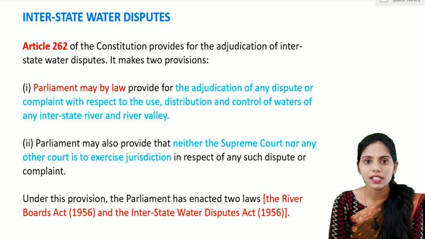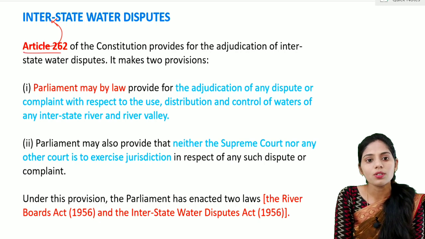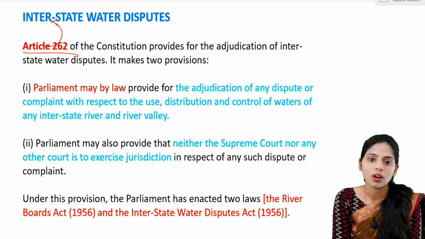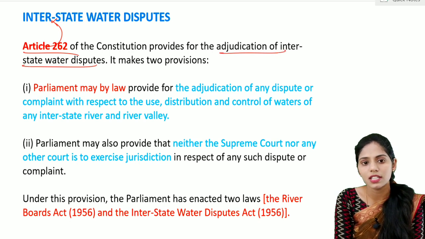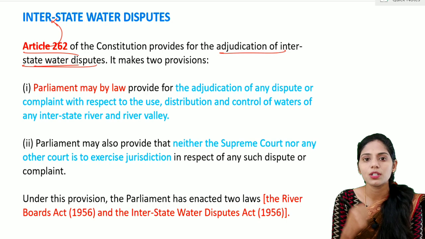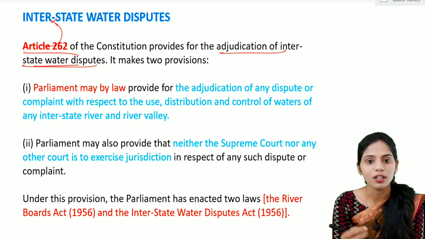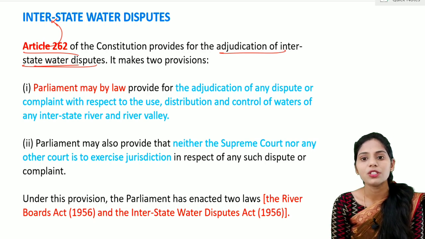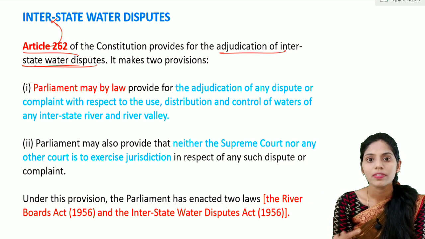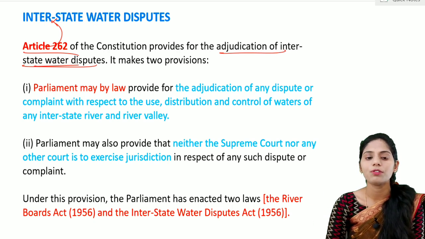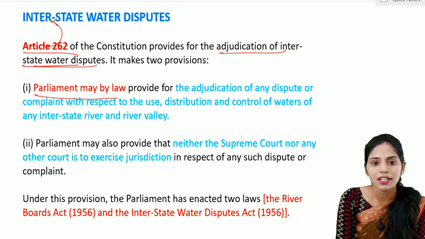If you see Article 262, it talks about interstate water disputes. According to Article 262 of the Indian Constitution, which mainly provides for the adjudication of interstate water disputes, it contains 2 important provisions. The first one is that the Parliament by law can provide for the adjudication of any dispute or complaint with respect to the use, distribution and control of the waters of any interstate river or river valley. So the Parliament has the power.